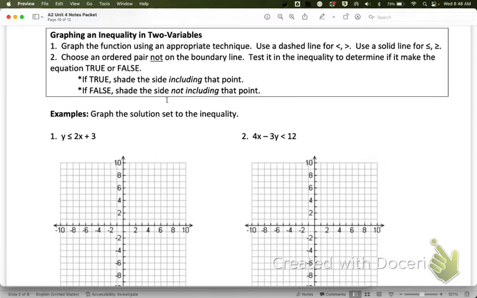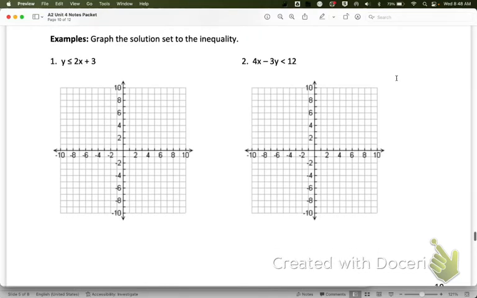Then the second thing we have to do is choose an ordered pair on either side of the boundary line. As long as it's not on the line, it can be anything. We're going to plug that into the original inequality to see if it is true or false, because only one side of the graph is going to include the true points. So if the test point I use is true, then I'm going to shade the side that has the test point. If it is false, I'm going to shade the other side.